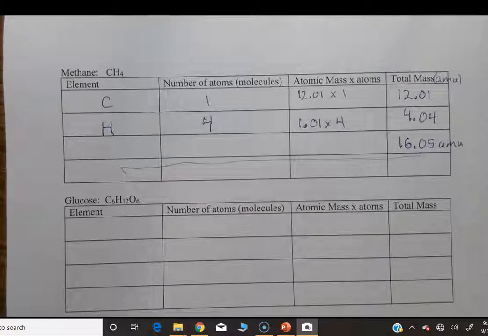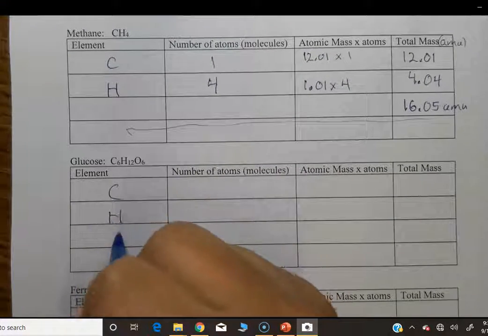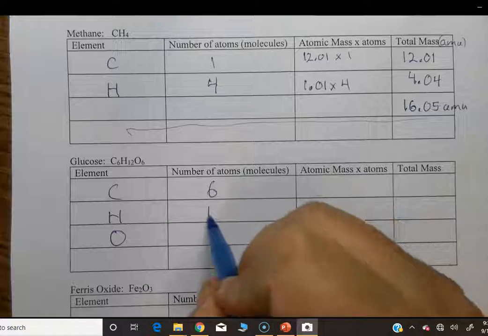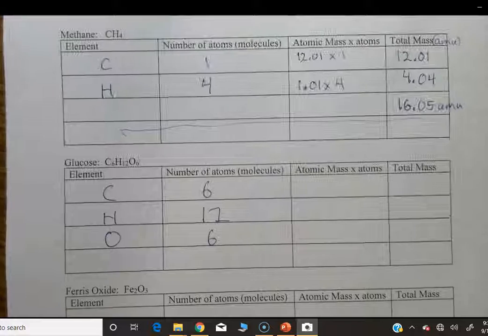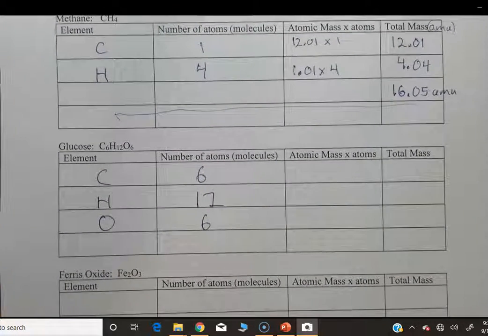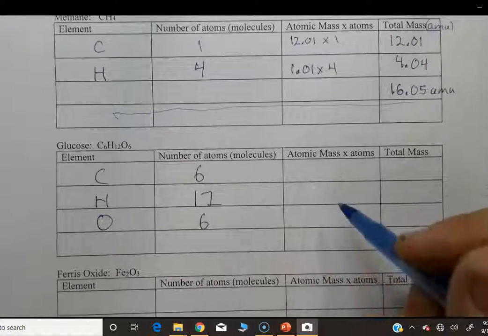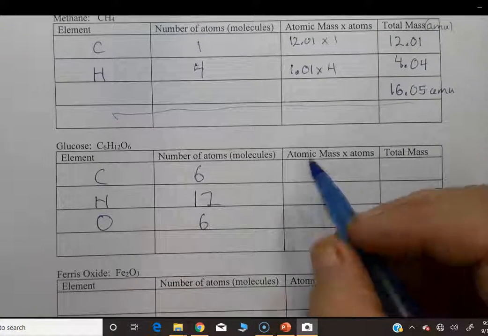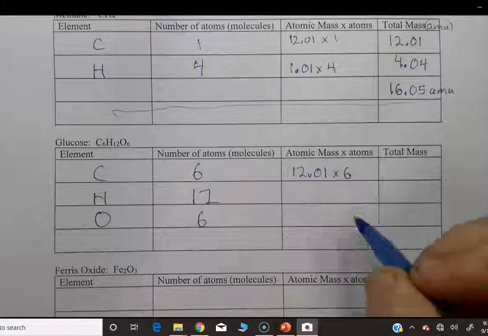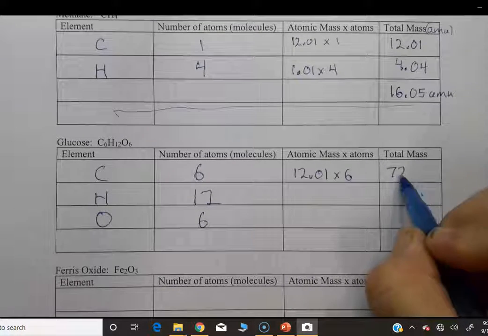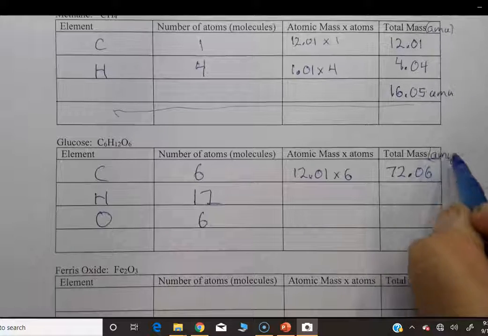Okay, next up, let's do glucose. Now that's got a little bit bigger numbers in it. So it's C6H12O6. There's 6 atoms of carbon, there's 12 of hydrogen, and there's 6 of oxygen. One of the reasons I have you do this repetitively is I want you to kind of memorize these atomic masses. It's not required, but it's nice if you know them, and you can work a lot more quickly in future chemistry problems. So the atomic mass is 12.01 times 6. Okay, and you multiply that out, you're going to get 72.06 AMU. Again, I want to put units always up here.